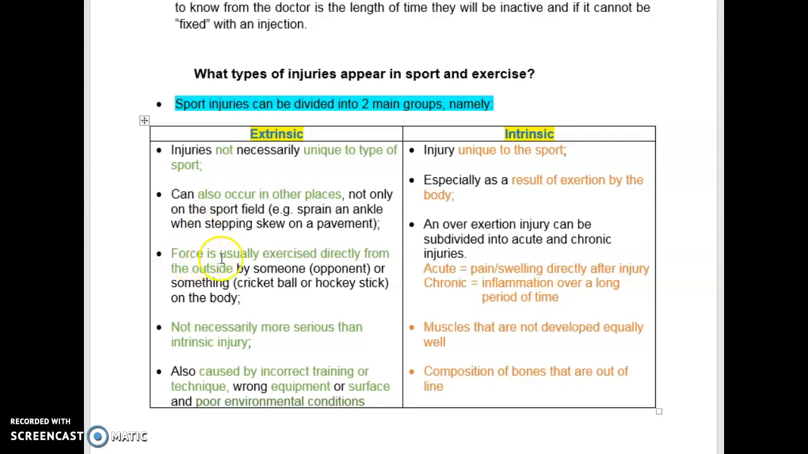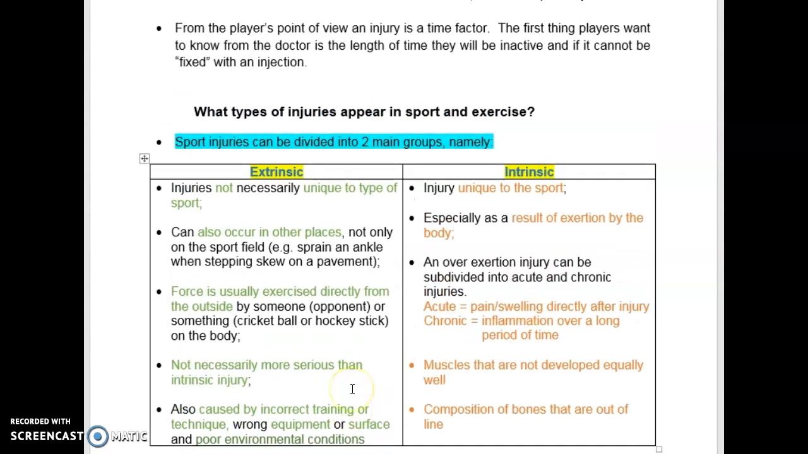The force is usually exercised directly from the outside. You see, this is a whole theme going on here, from the outside. It's not necessarily more serious than an intrinsic injury, and it's caused by incorrect training or technique, or the wrong equipment, or the surface, or poor environmental conditions.